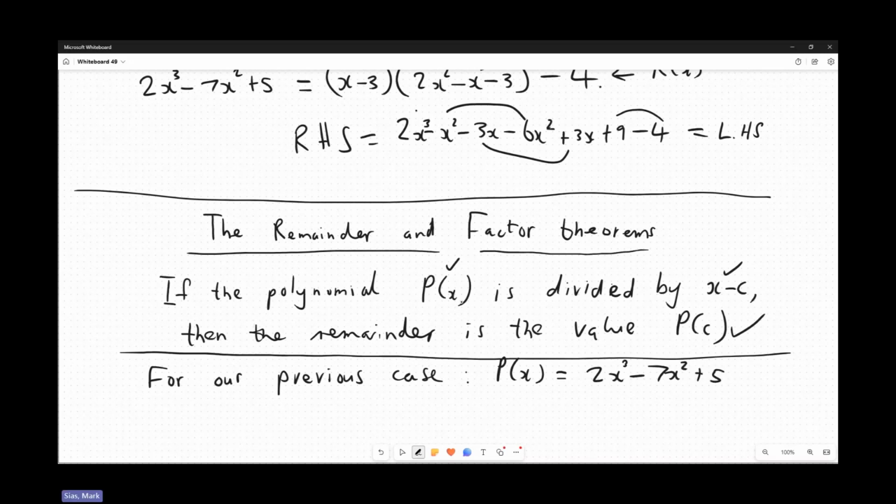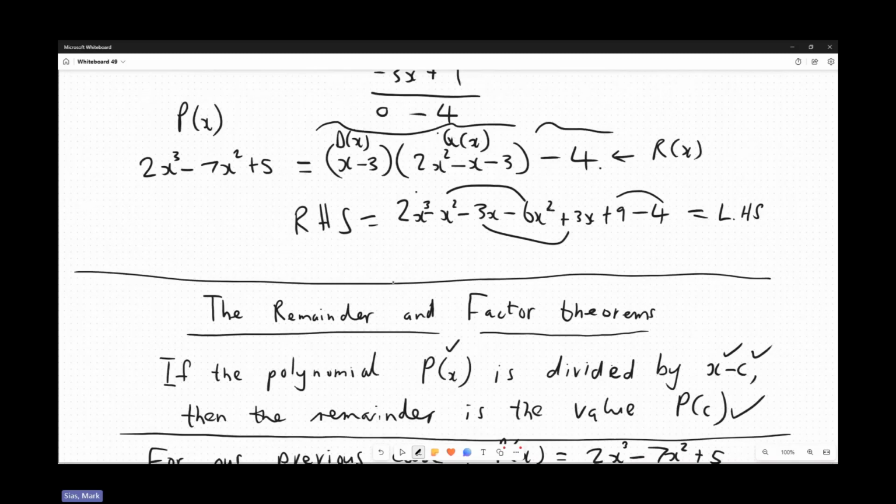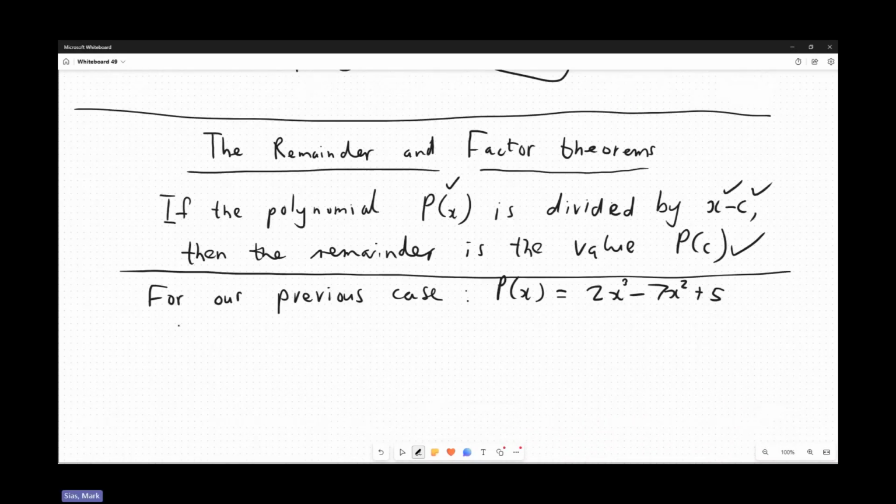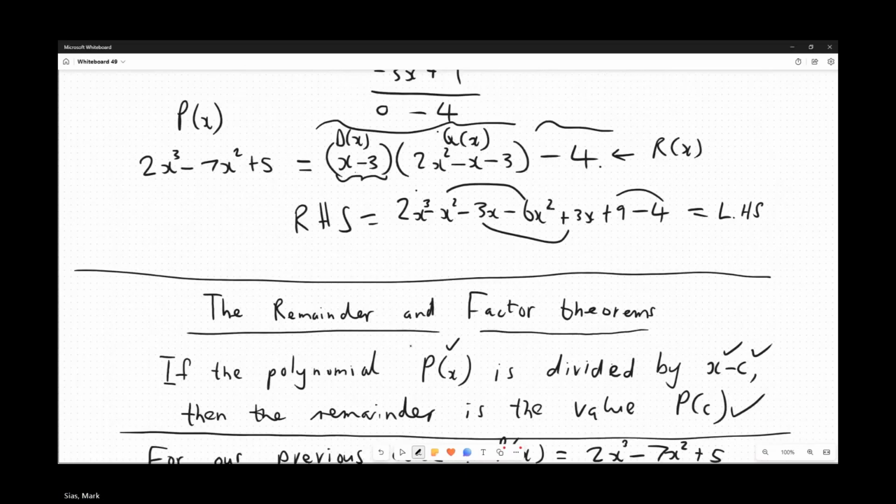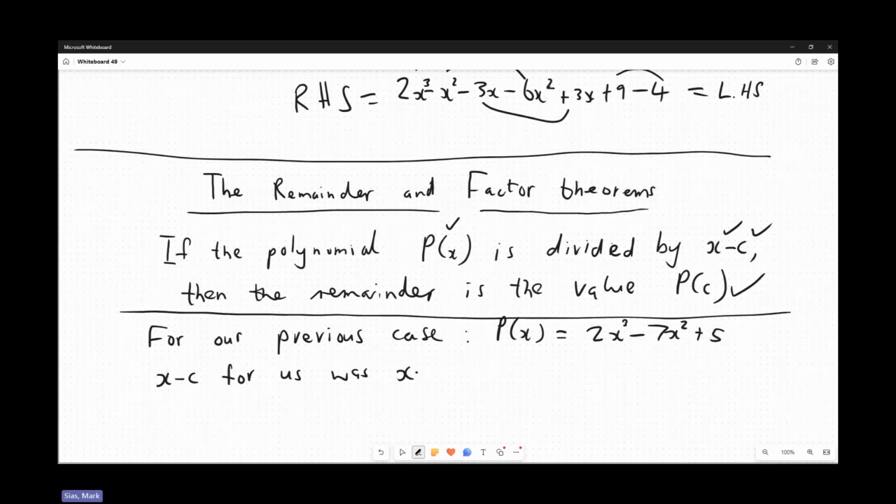So if the polynomial is divided by x minus c, we divided it by x minus 3. So x minus c for us was x minus 3. We divided in the previous example x minus 3 into that p of x, into that dividend, okay? That's what we did. So now we want to check whether this theorem is correct for our case.